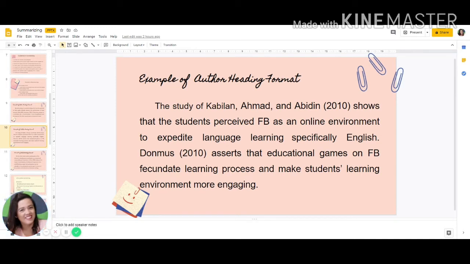So in this example, we can notice that the authors were written first before the citation. So we see Kabilan, Ahmad, Abidin, and the idea that follows. It shows that the students perceive FB as an online environment to expedite language learning, specifically English.